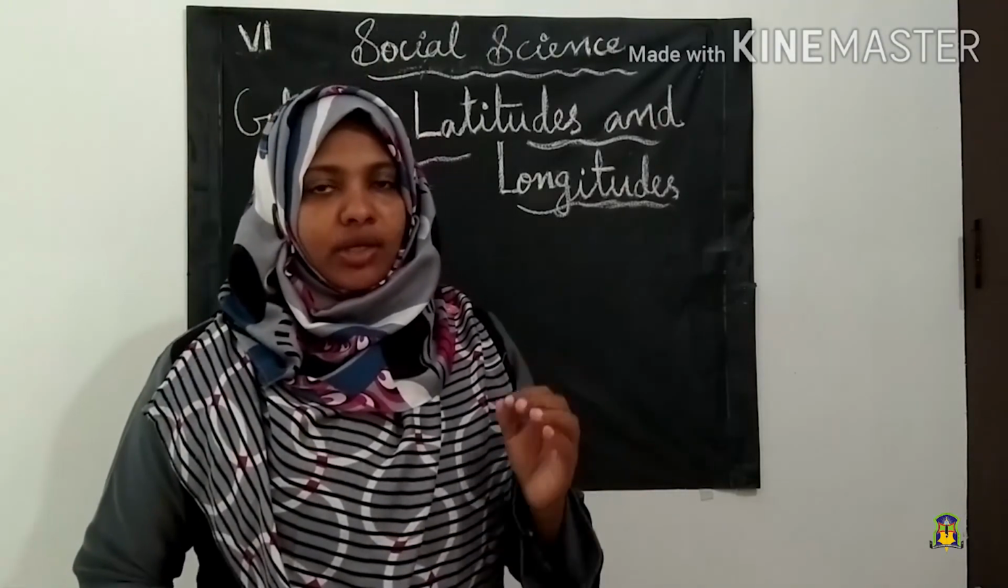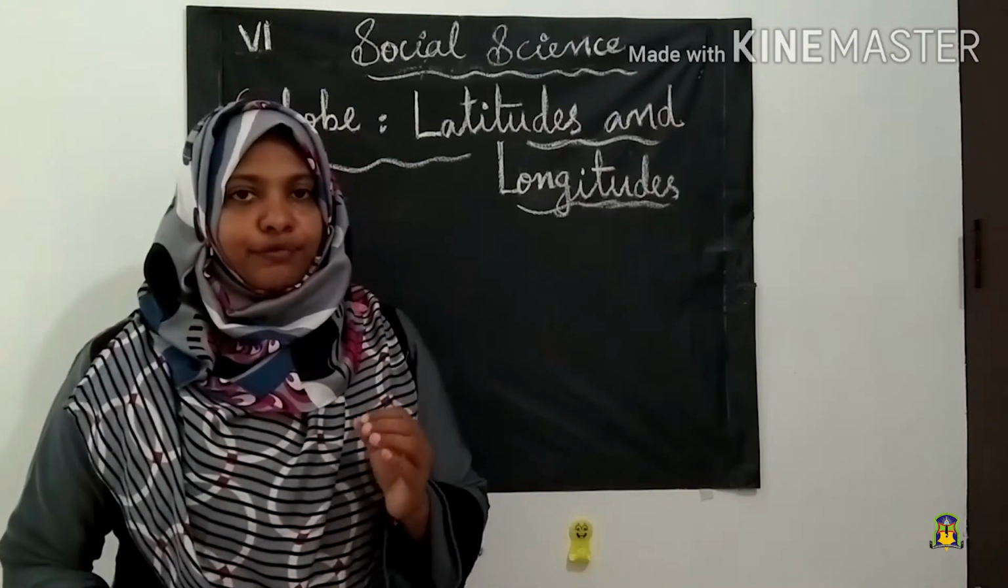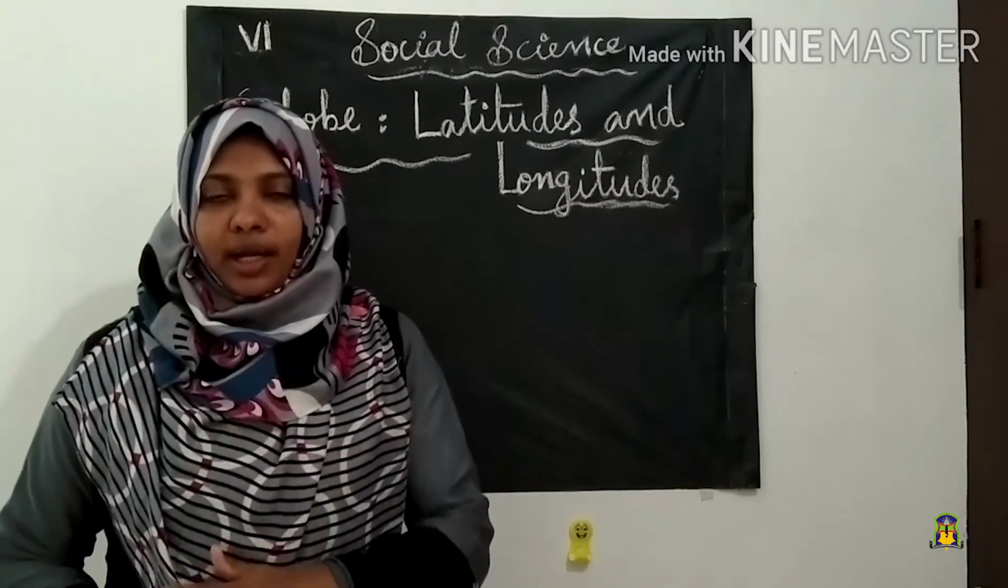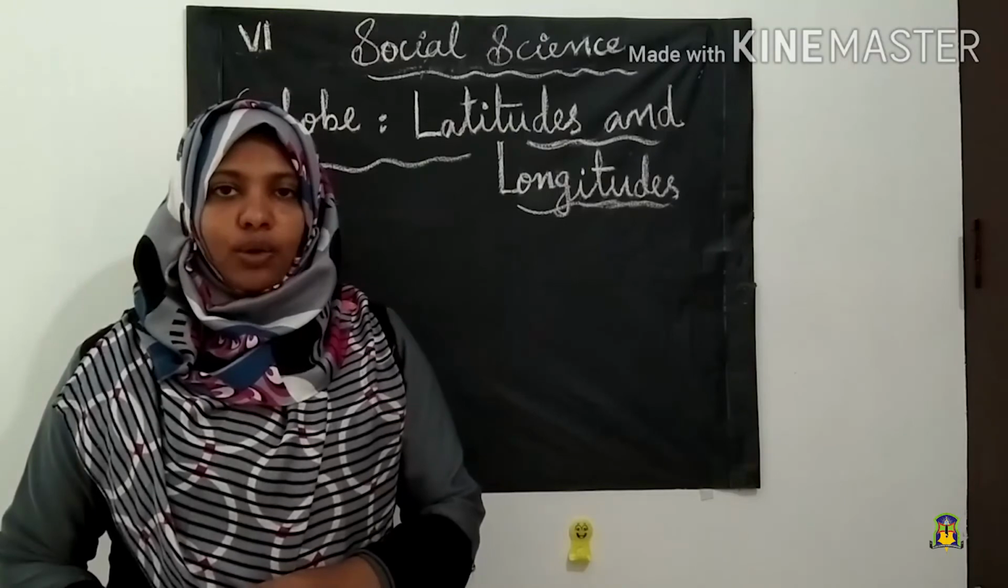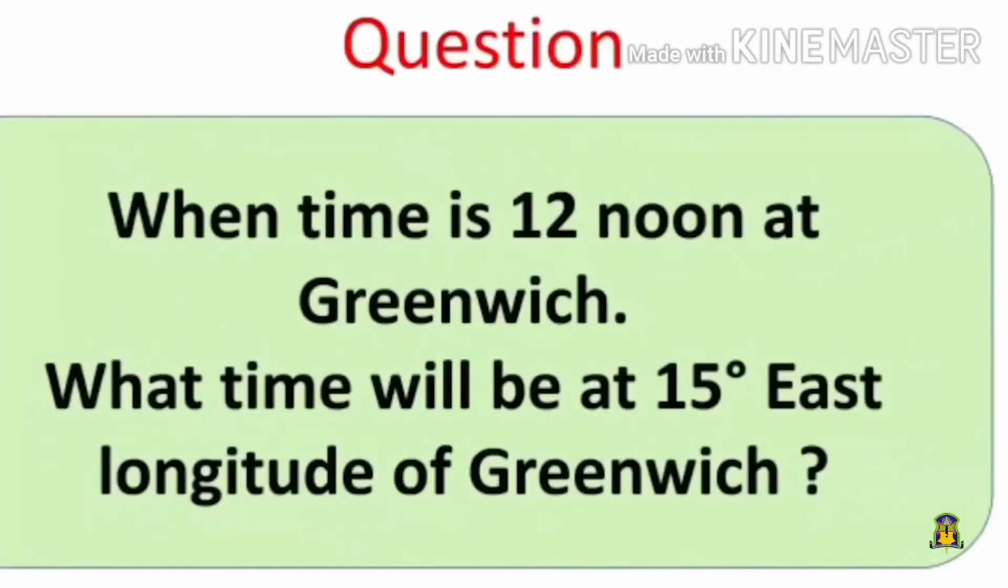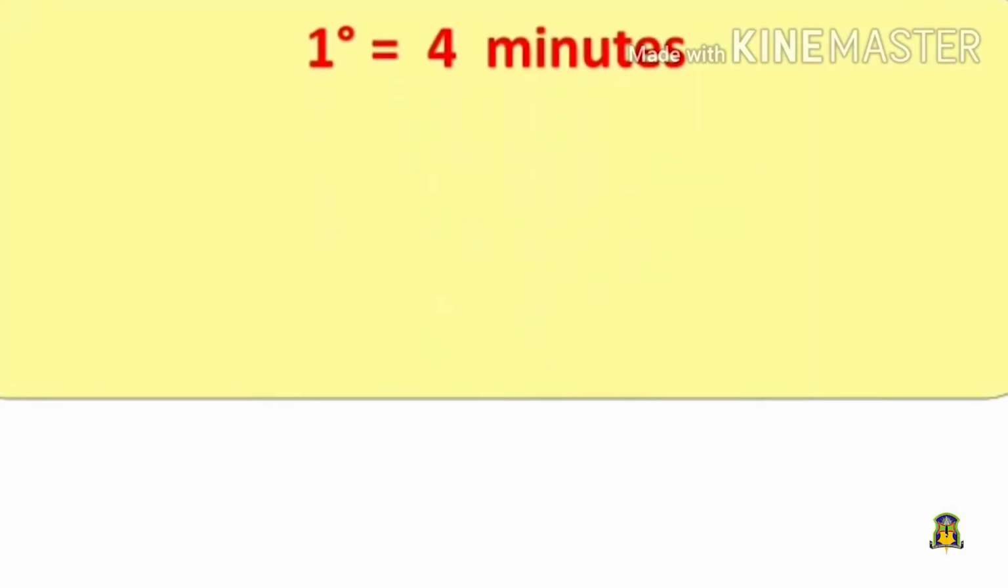Now you all know that 360 degree is equal to 24 hours and 15 degree is equal to 1 hour and 1 degree is equal to 4 minutes. Now let's do one question. When time is 12 noon at Greenwich, what time will it be at 15 degree east longitude of Greenwich? And the solution is 1 degree is equal to 4 minutes. 15 degree into 4 is equal to 60 minutes or 1 hour.